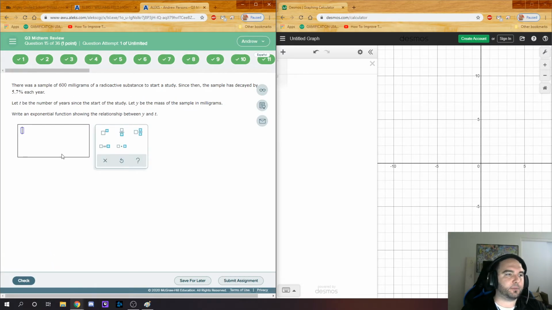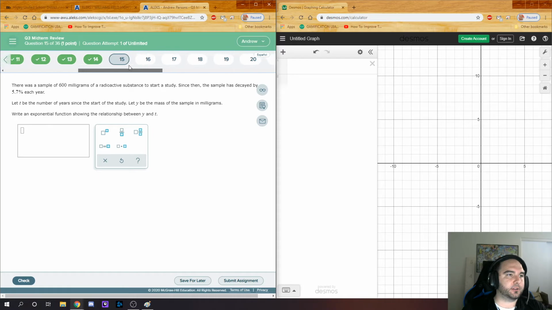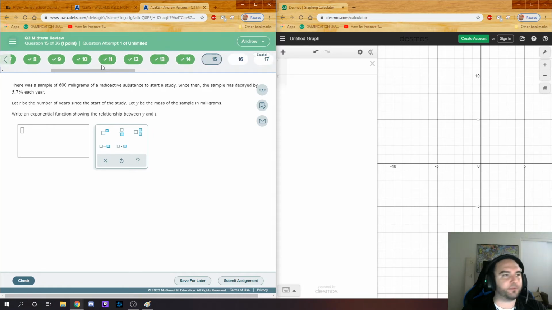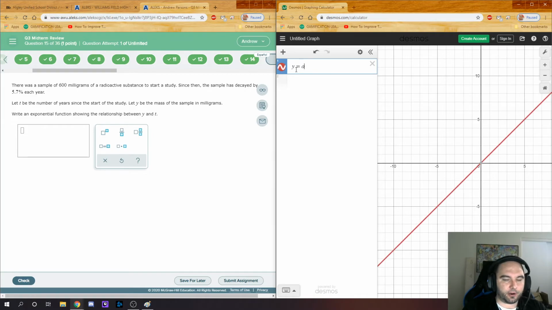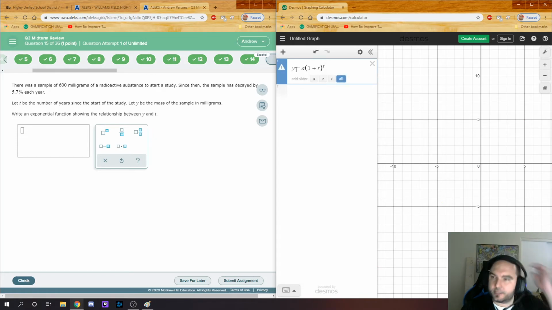All right, the next couple problems, where are we at? 15. Okay, we're getting close to the end of this segment here. So number 15 says you need to make a function. Now I'm going to write over here the generic form of the function. 1 plus r to the t. This is the generic form of an exponential function.